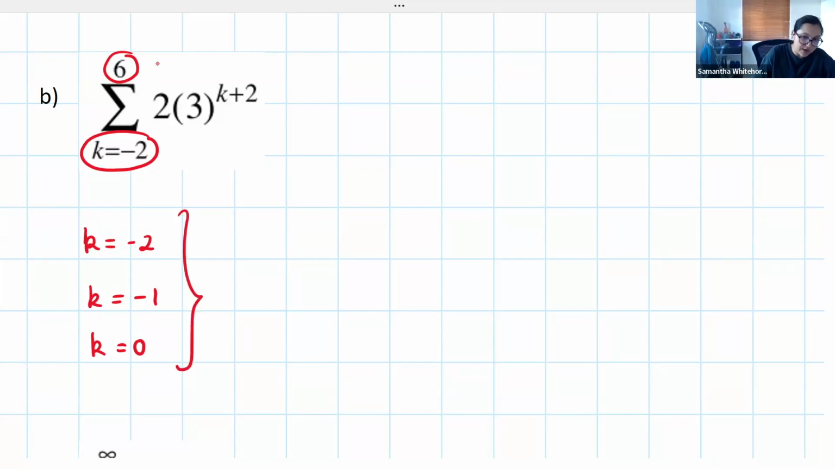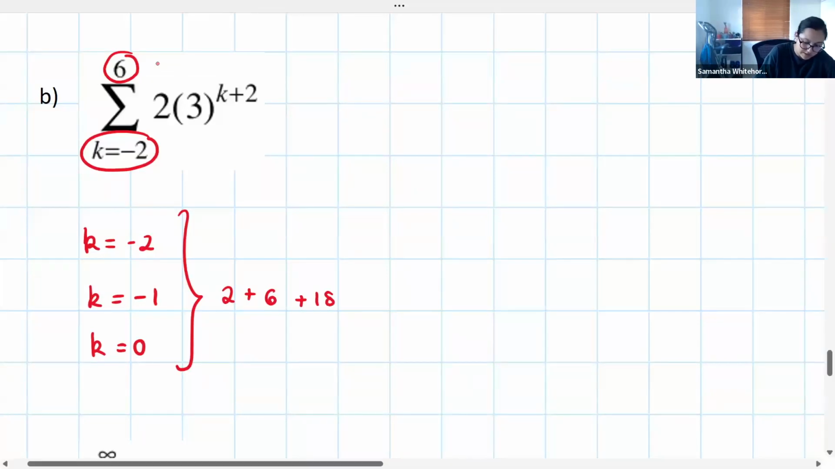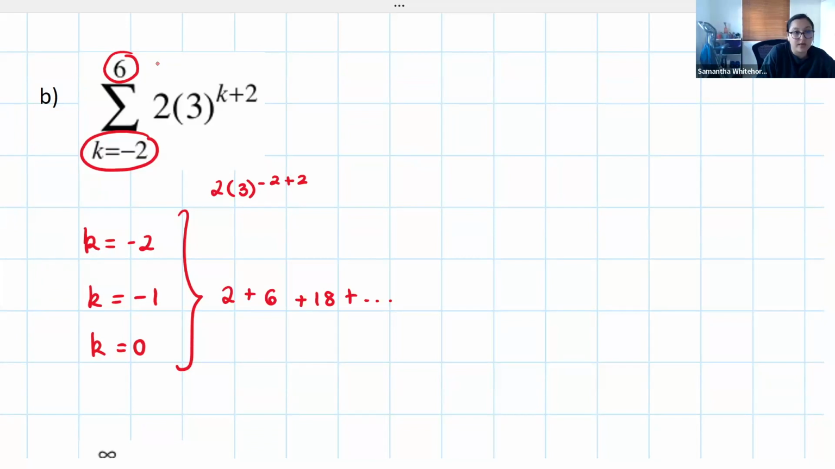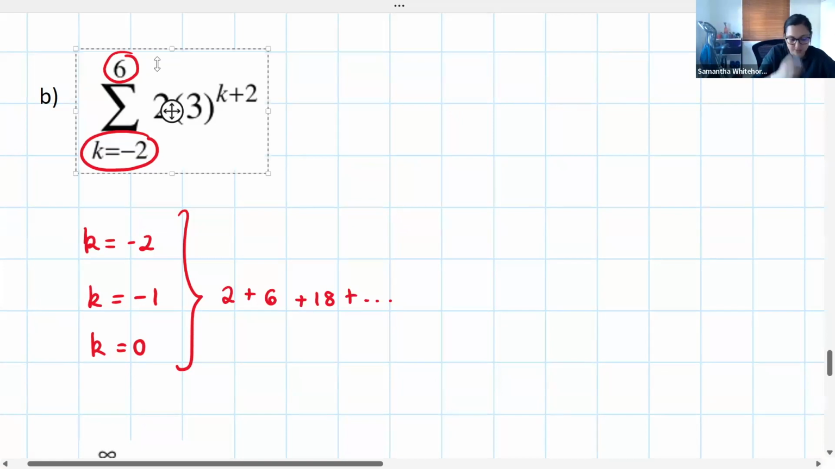So if we do that, we get that our sequence is 2 plus 6 plus 18, and so we keep going. This is just through substitution. So it would be 2 times 3 to the power -2 plus 2, that's to the power 0. Anything to the power 0 is 1, so 2 times 1 is 2. And so you keep going. Just substitution to get your first 3 terms.